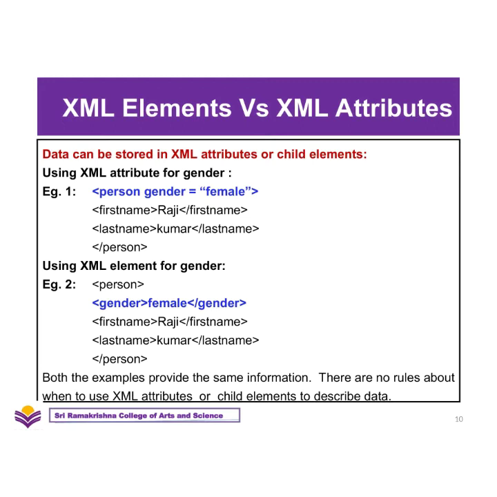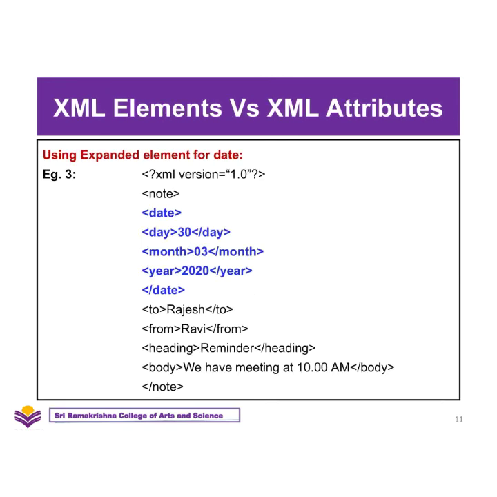Both the examples provide the same information, and there are no rules about when to use attributes and when to use elements to describe the data. The following example shows the expanded element for date. It expands date element as day, month and year elements.